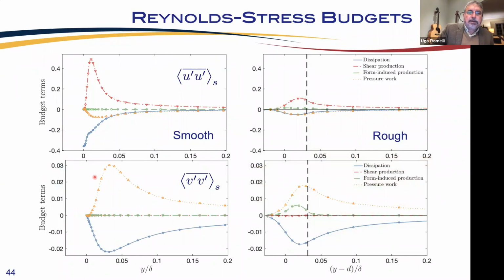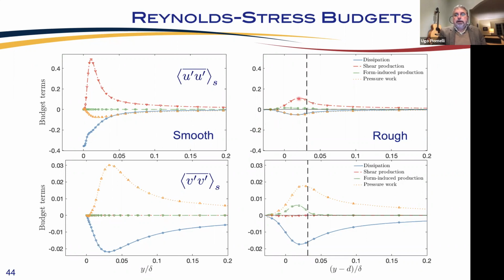So these are the budgets of U squared and V squared. And I'm not plotting all the terms, so don't expect that they balance. They don't. I'm skipping stuff. But you see in the smooth case, in U squared, as expected, you have production, pressure, and dissipation. In V squared, you have pressure and dissipation. If you have the rough wall, and here and in further slides, I will always show a vertical line, that's the crest. So this is the position of the crest, and this is the roughness sublayer.